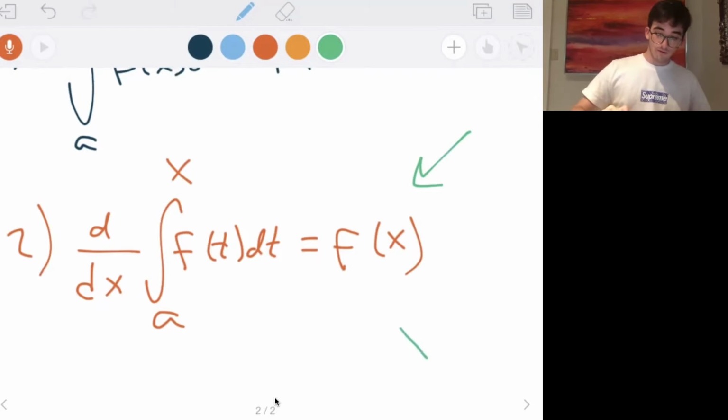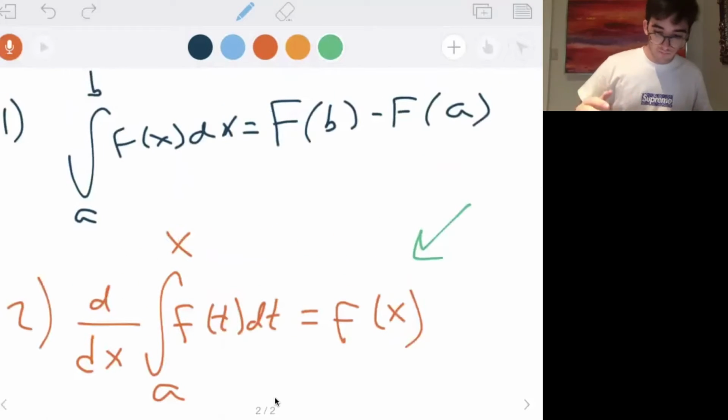This part right here is the most important part because it really connects the antiderivative to the derivative, really bridges everything together. However, we could prove that. We could create this statement just using part one. And that's what we're going to be doing today.